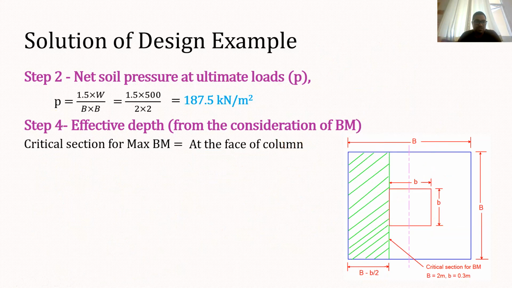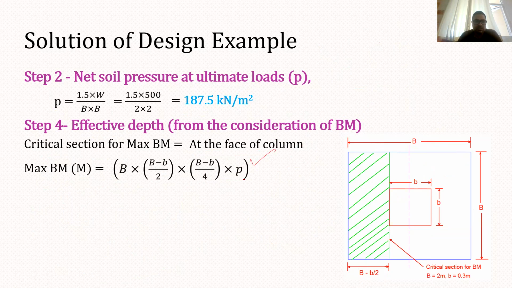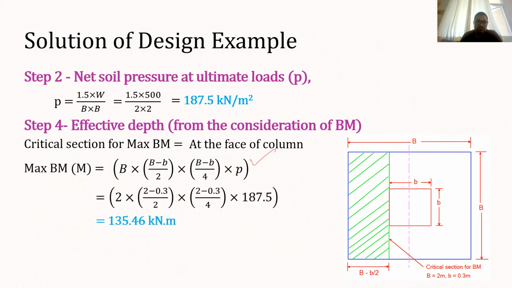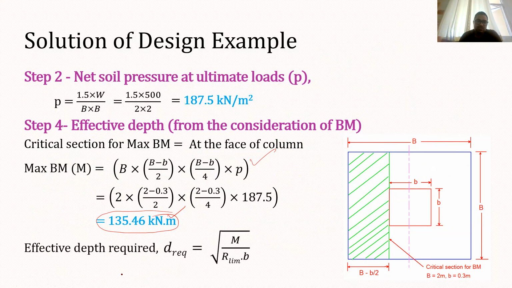Here I have already done the calculation of bending moment, for the relation I have just derived. Putting the values here, we get the maximum bending moment at the critical section as 135.46. Now we have to find out the depth required for this much bending moment. We can easily calculate the depth by using this relation. This formula may be new to you, but it is not actually new. I will explain this. In this, we have d as d required, M as the maximum bending moment, and B as the width of the footing.